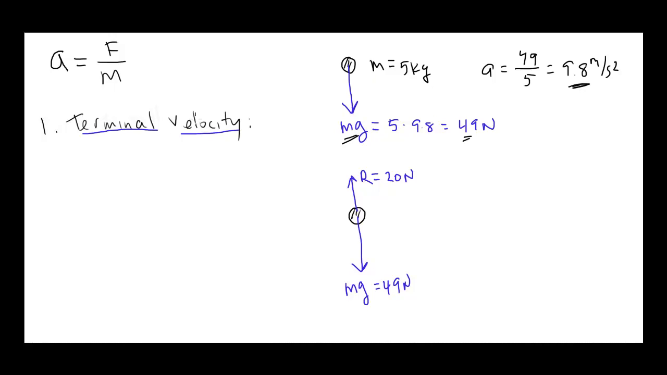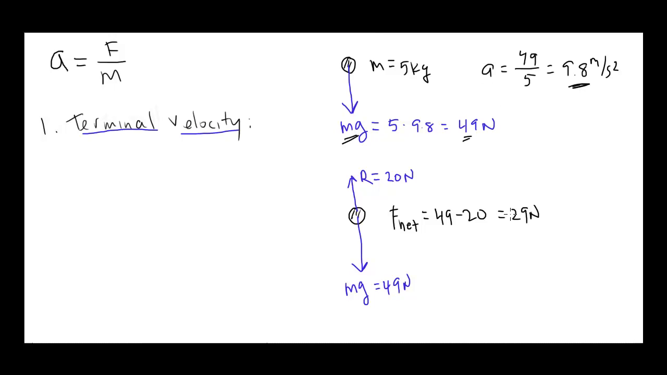So now when we go to calculate the acceleration, the first thing I need to figure out is what's the net force. Well, the net force, F net, is going to be equal to this value, 49, minus the resistance force of 20. So I'm going to say the net force is 49 minus 20. Okay? Hopefully you're understanding where that's coming from. That's 29 newtons.